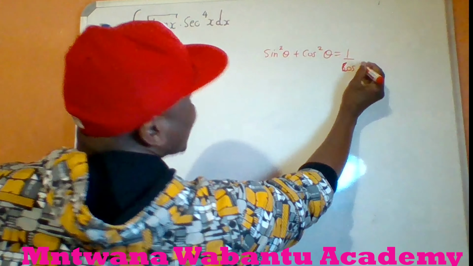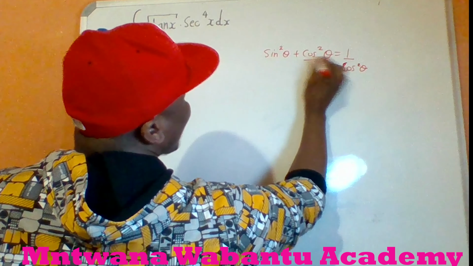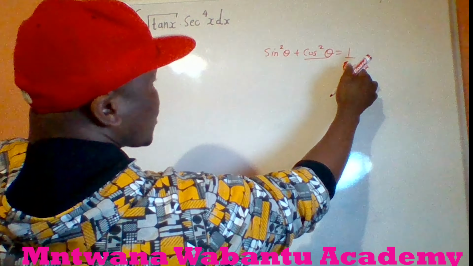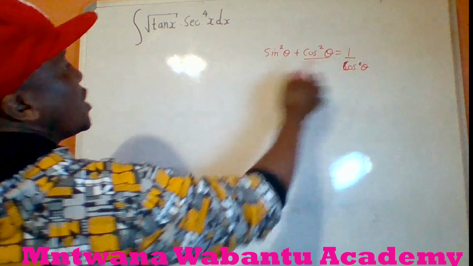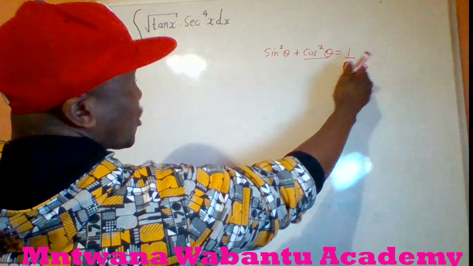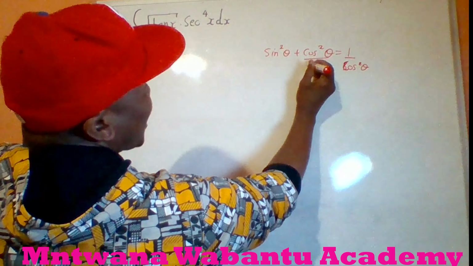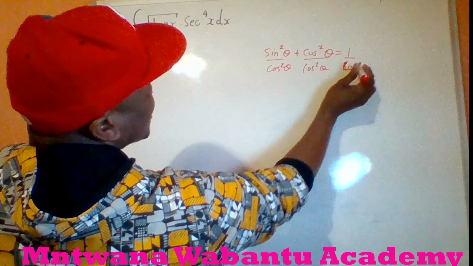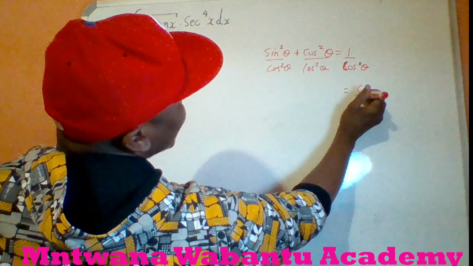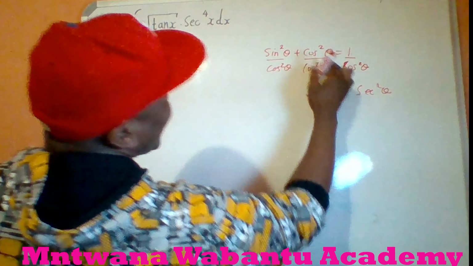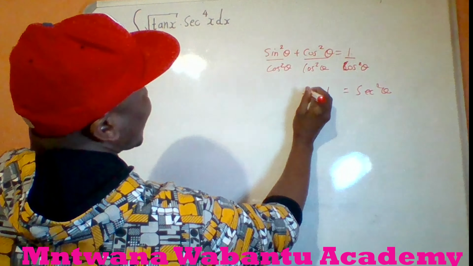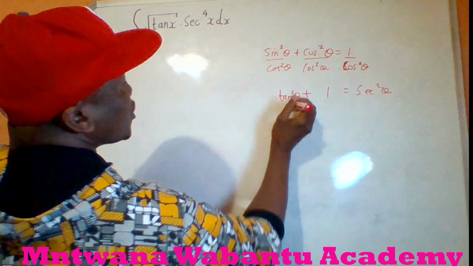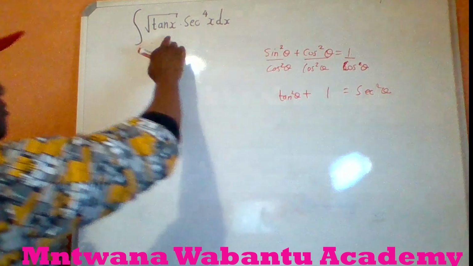1 over cos equals sec, so we have to divide throughout, because we want to get something with sec or tan. So I'm going to divide by cos squared everywhere. This 1 over cos squared equals sec squared, and cos squared divided by cos squared equals 1, plus sin squared over cos squared equals tan squared. So you see, tan and sec are both in this equation.